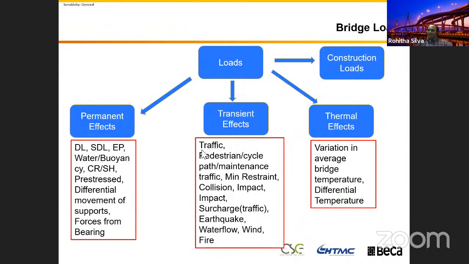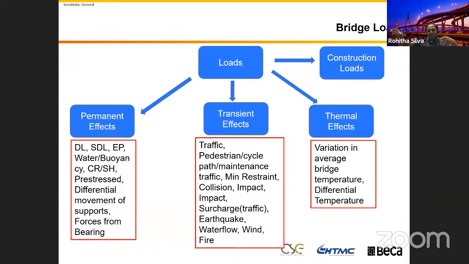Okay, then when I get the loads on the bridge, I categorize them into mainly three segments: permanent load, transient load, and thermal effects, and the construction loads. The permanent effect is permanent load, dead load, superimposed dead load, earth pressure, of course, water buoyancy, and creep and shrinkage. Yeah, pre-stress, differential movement, because these are the things in a bridge.